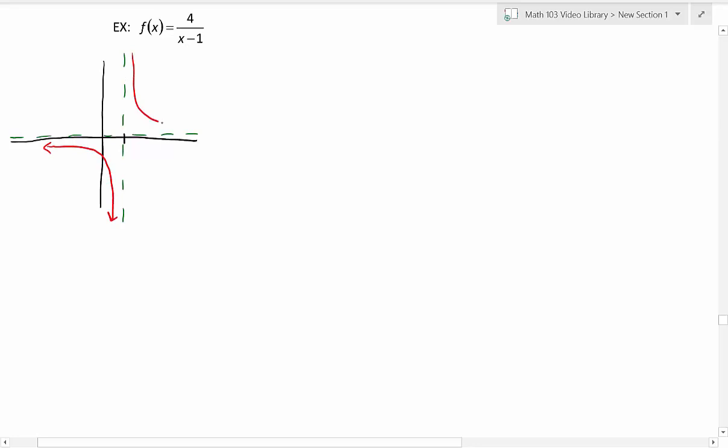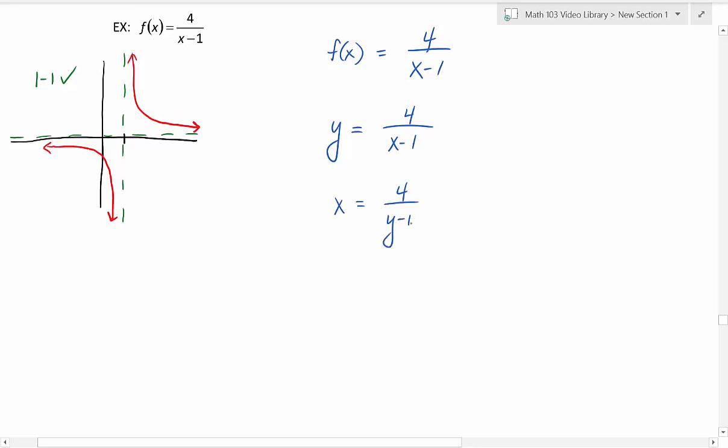And we draw in our rational function. Does this pass both the vertical and horizontal line test? Sure does. Since this is 1 to 1, we should be able to find the inverse. So we're starting with f of x equals 4 over x minus 1. We'll take it out of function notation by replacing the f of x with y. Next, we'll interchange x and y. It gives us x is equal to 4 over y minus 1.